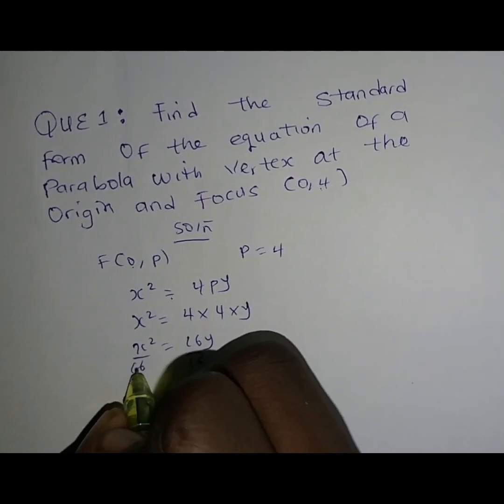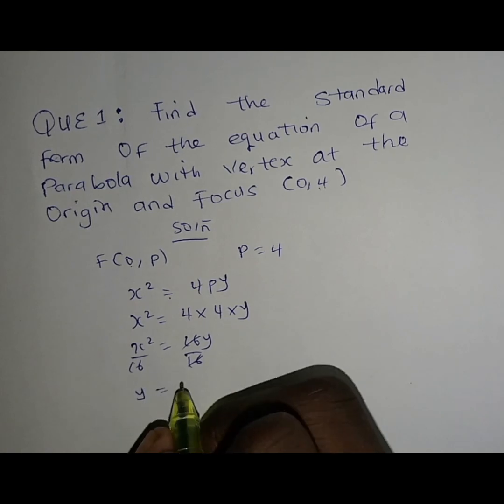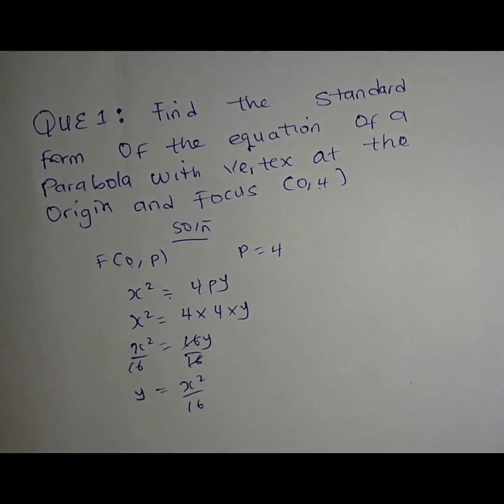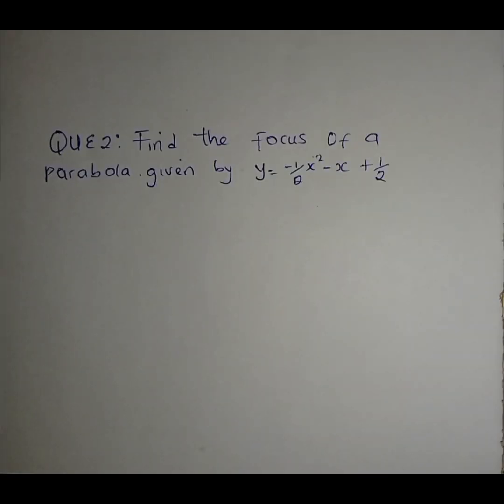Divide both sides by 16. Then we have y equals x squared over 16 as our equation of the parabola when the vertex is at the origin. Now solving this case study question 2, find the focus of a parabola given by this equation.